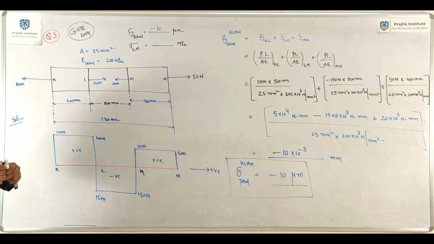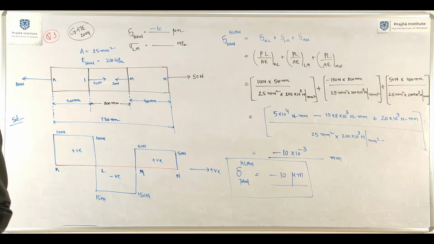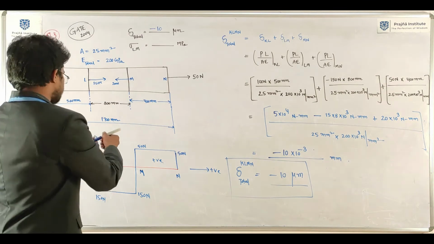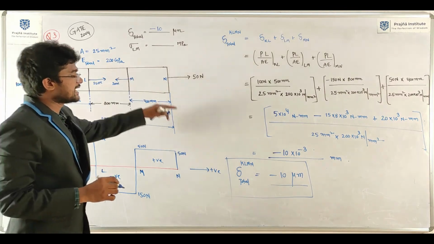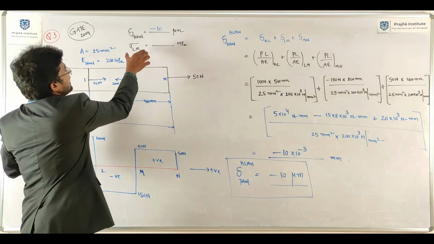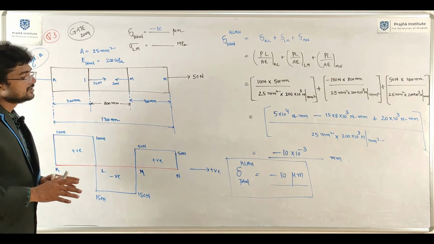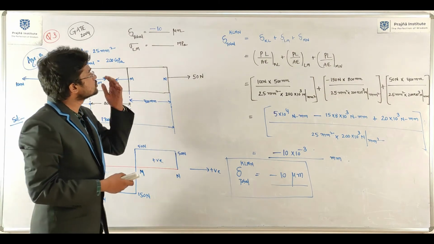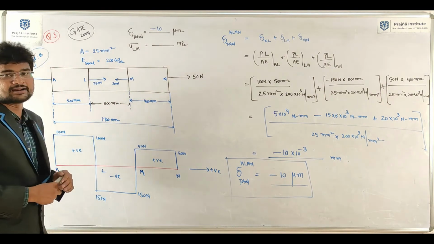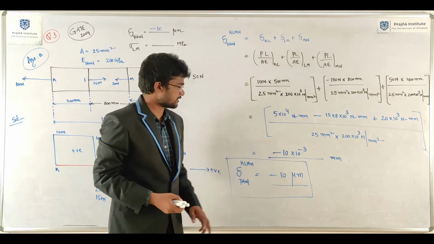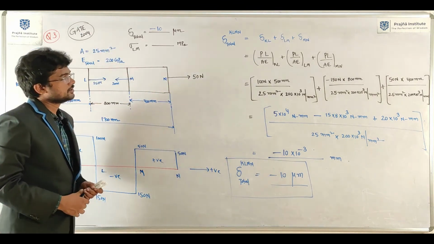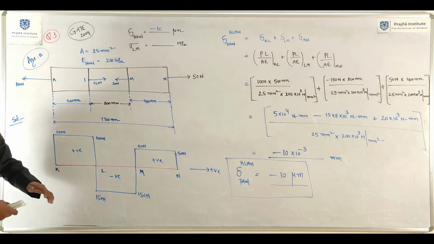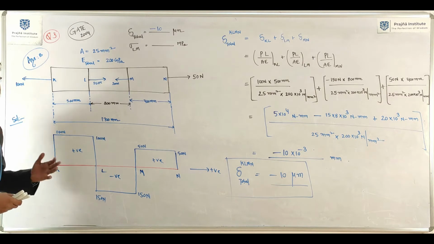Minus 10 micrometer. Which option is correct? Option B. Yes, here the answer B is correct. Only delta total was asked in the question. Now we can calculate sigma LM just for our satisfaction. Actually in GATE 2004 they asked total axial deformation in the prismatic bar. Minus 10 micrometer, minus 10 into 10 power minus 3 mm. So this is the way to determine axial deformation in the given bar. Here AE is constant.